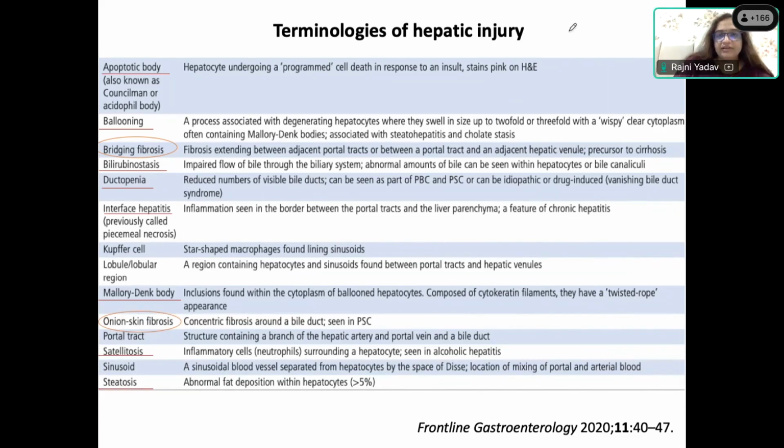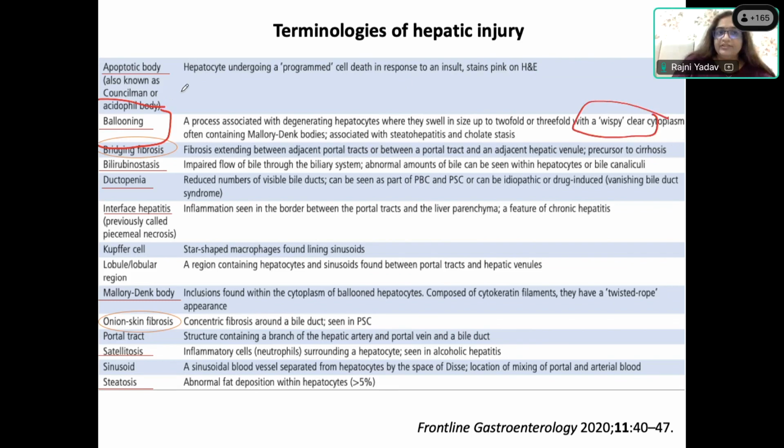Then today's talk is mainly focused on the steatotic pattern. However, I'll just briefly touch upon the terminologies of the hepatic injury which we will be seeing. With the different cases, I will again tell, but just some general. So what is ballooning degeneration? Ballooning degeneration is the swelling of the hepatocytes. When they become swollen, they lose their normal contours and their cytoplasm becomes very clear, wispy clear cytoplasm, so that is known as ballooning degeneration.